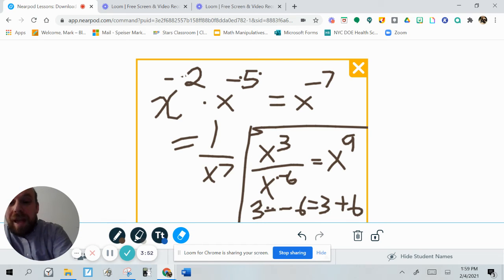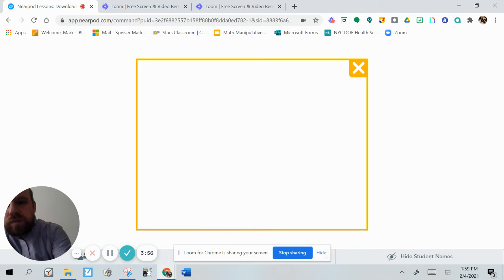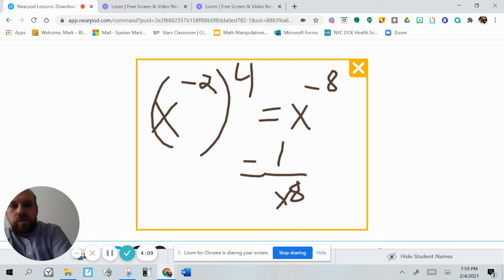Let's look at a power to a power. X to the negative 2 raised to the 4th power is x to the negative 8. It's 1 over x to the 8.